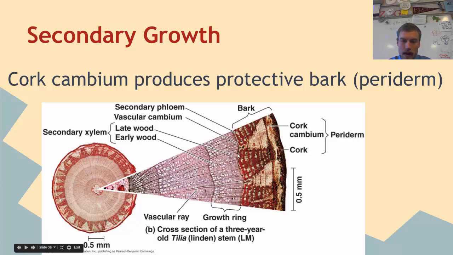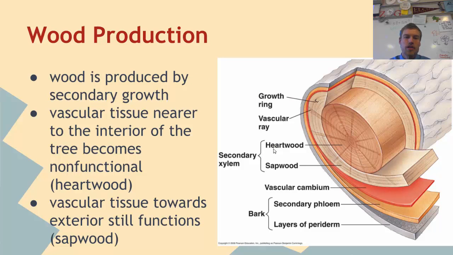So then here would be our vascular cambium that had been producing that growth, and it's also producing the phloem on the other side over here. And then again the cork cambium producing the cork that is along the very outside of the tree, along the outside of the bark. So wood production, again, wood is produced by secondary growth, and wood is incredibly important, right? We use it in so many things that we as humans have done in terms of building. So again, the vascular tissue near the interior of the tree becomes non-functional.